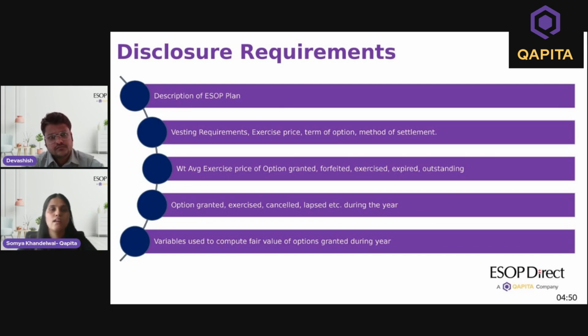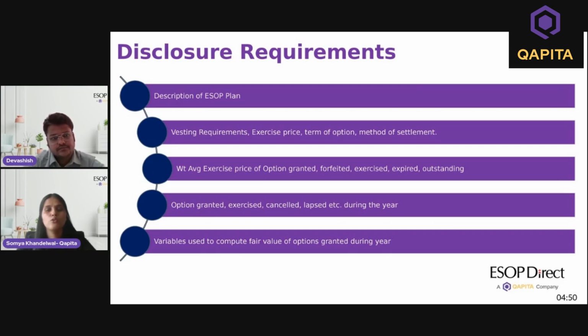The second are the vesting requirements, the vesting period or the vesting conditions, whether it is time based, performance based, such information, along with exercise price, term of the option, or method of settlement, if it is cash, if it is equity. Along with that, the weighted average exercise price of the options, as well as the number of options which are granted, forfeited, exercised, expired, and outstanding during the year, are also required to be disclosed. Along with these, the variables which are used for computing the fair value, which we had discussed, the six inputs, along with their figures, are required to be disclosed in the annual report as well.